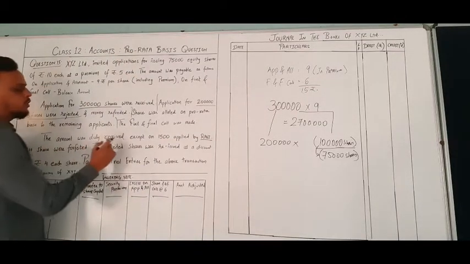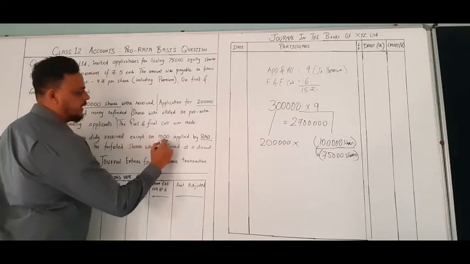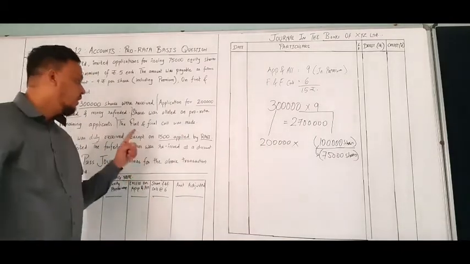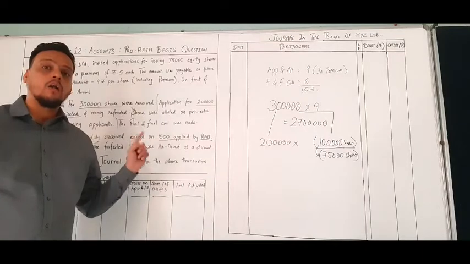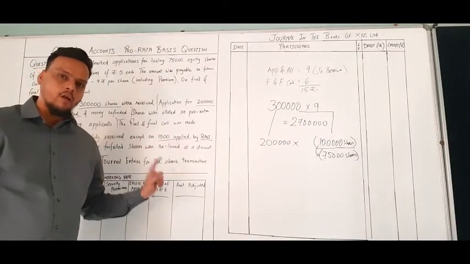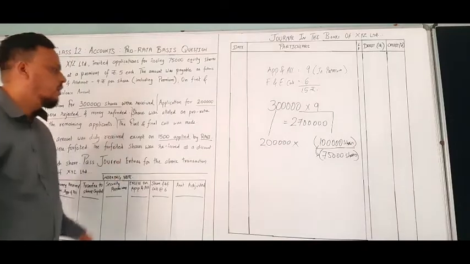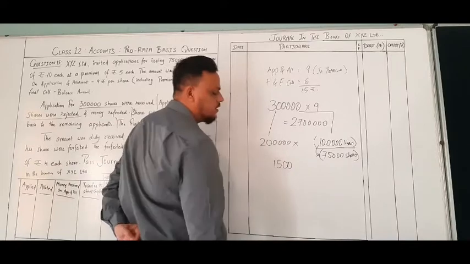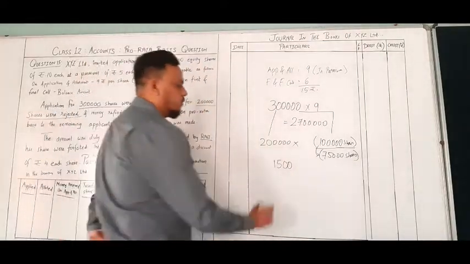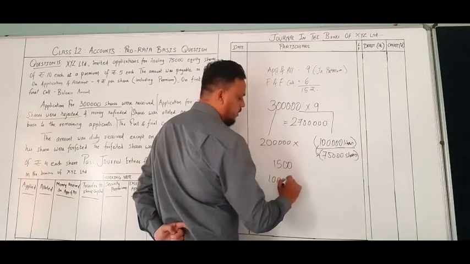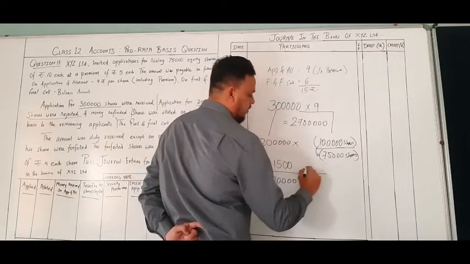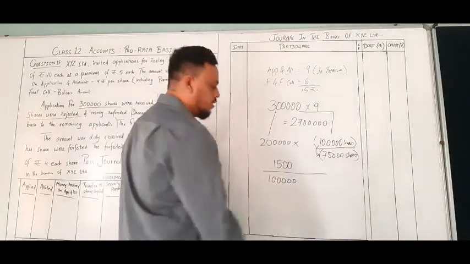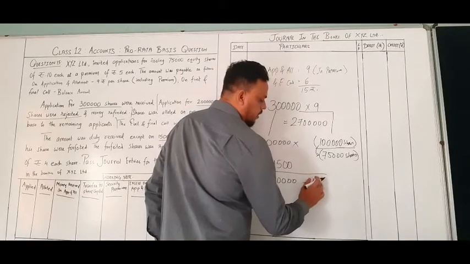Here the amount was duly received except 1500 shares applied by Ravi. Be careful with the word: here it has been said applied, not allotted. So you have to find the allotment here, not the application. For example, here they have issued 1500 shares, so 1500 shares is equal to 1 lakh. The 1 lakh people had applied for 1 lakh shares. Out of that, Ravi has applied for 1500.